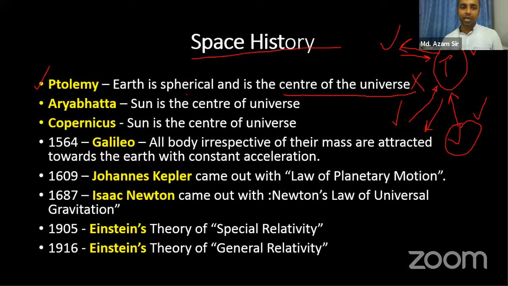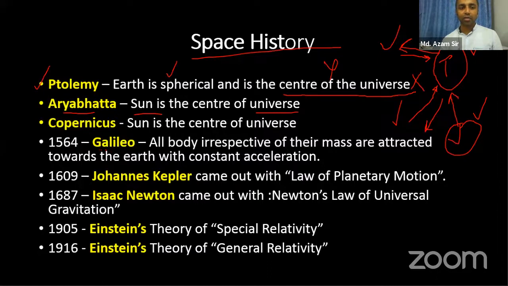So basically, he had said that Earth is spherical. This was right, but then he said Earth is the center of the universe. This was wrong. It was later disproved by Aryabhatta, the very famous astronomer of ancient India, who said that the sun is the center of the universe. Later on, Copernicus also claimed the same thing.